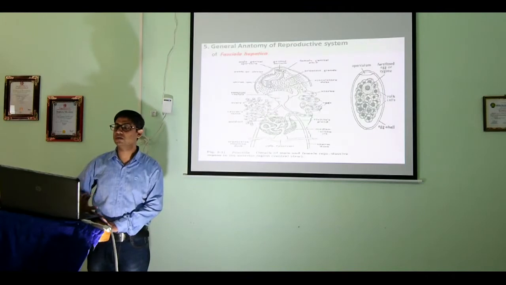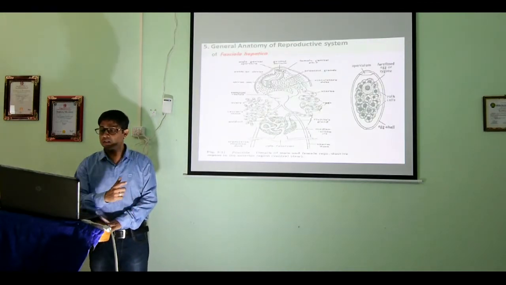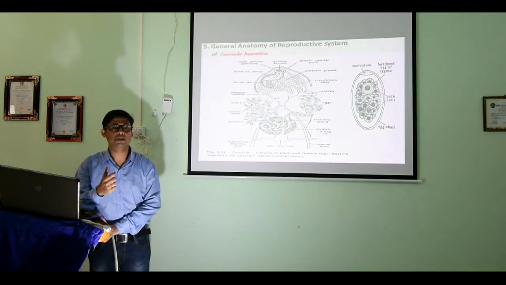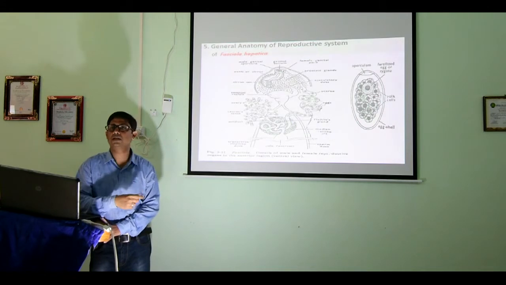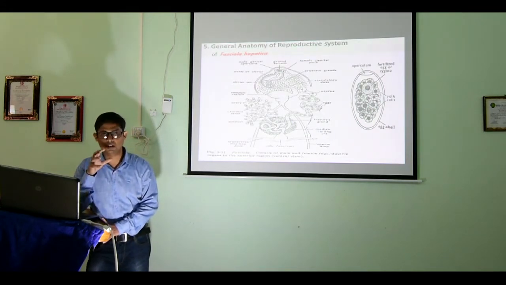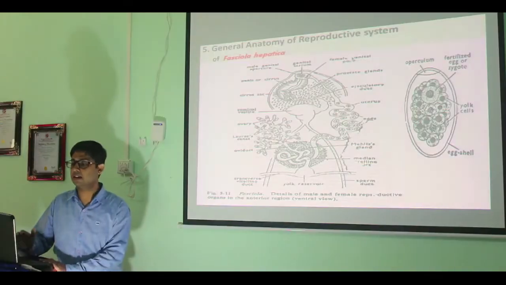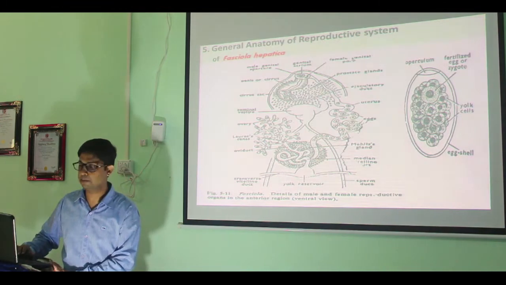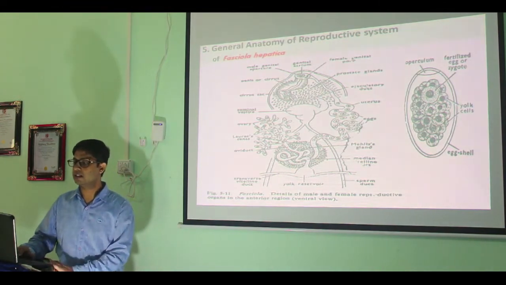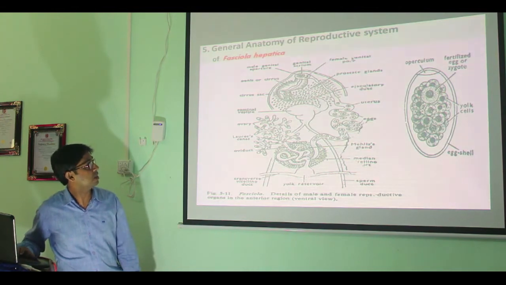So let us know about the general anatomy of the reproductive system of Fasciola hepatica. First of all, we should know that Fasciola hepatica is a hermaphroditic animal. That means both the male reproductive system and the female reproductive system are found inside the same individual. So this is the ventral view of the anterior part of Fasciola hepatica. Here you can see the male reproductive system and female reproductive system.